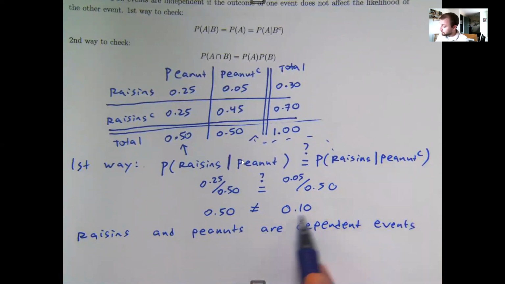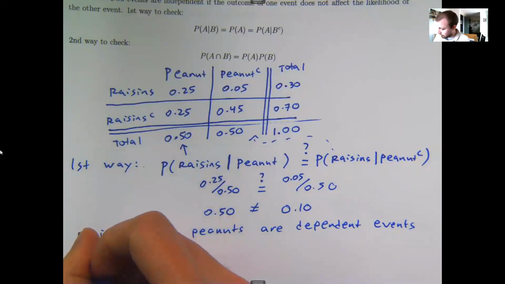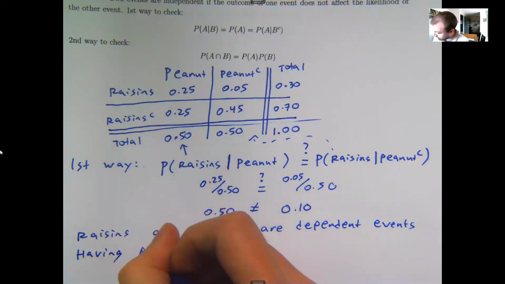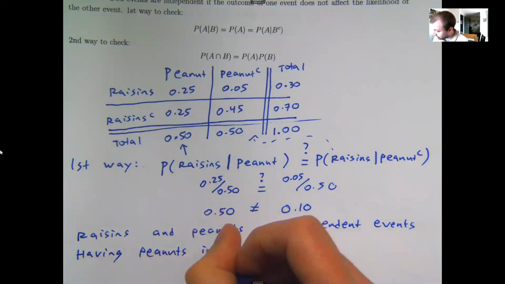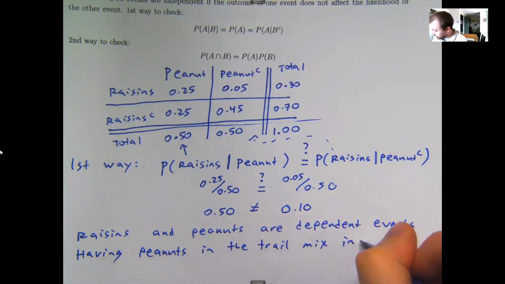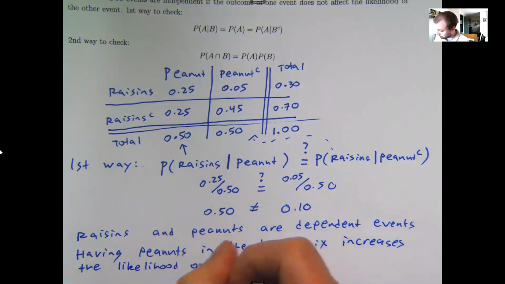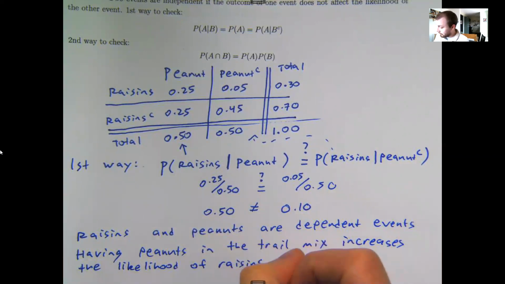So the non-peanut group has a pretty small proportion of raisins. The peanut ones, a really high proportion of raisins. So having peanuts in the trail mix increases the likelihood of raisins. And this is the whole point of checking for independence: you're trying to see what the relationship is, if it exists at all, between variables, so you could use that for predictive purposes.